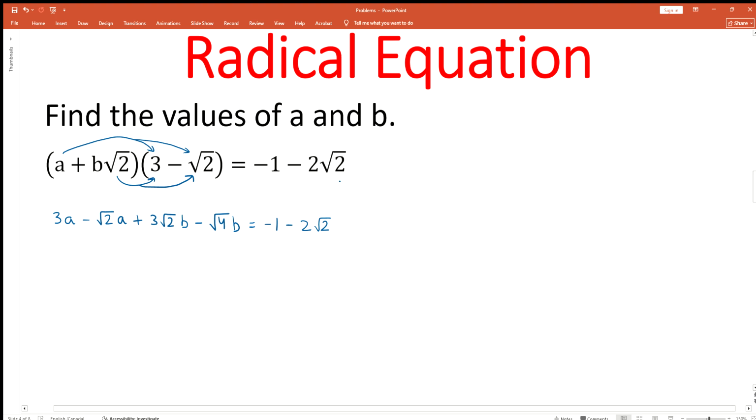Next we can simplify the term negative square root 4b. Square root of 4 is equal to 2. I get negative 2b.